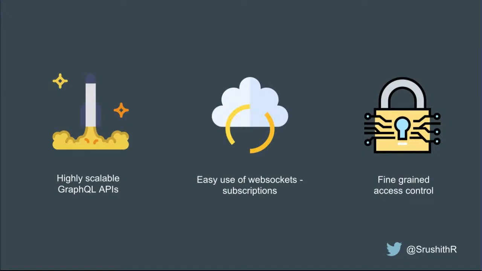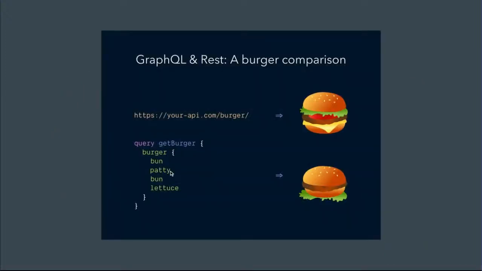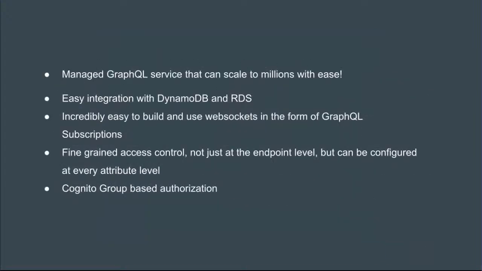Right? And with AppSync, you also have fine-grained access control, so you can set, if you have parameters like this, right? So bun, patty, bun, lettuce. So within your model on GraphQL, you can say that specific attributes are only accessible to admins or people who have extra permissions. So all those things with fine-grained access control at every individual attribute level are possible. Okay. Now, as I said, it is a managed GraphQL service and can scale to millions with ease because it's serverless. And then it has very easy integration with DynamoDB and RDS, and multiple data sources.